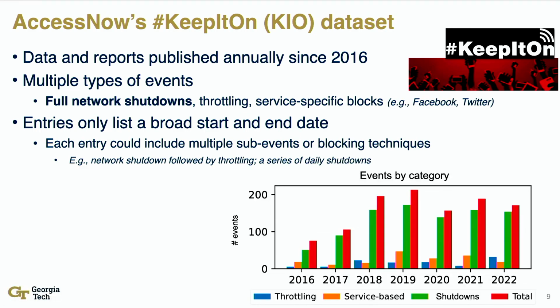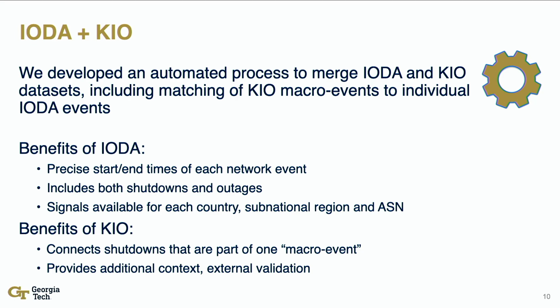So our analysis in this paper focuses specifically on the national scale events and specifically on the full network shutdown category as well. So another one of the contributions of the work is that we developed an automated process for merging both the IOTA and the KEO datasets. This is particularly useful to us because both of these datasets have their own unique advantages. Specifically with IOTA, the fact that it uses network telemetry data in near real time provides us with rather precise start and end times of the event. It also includes information, like we can use it to record spontaneous outages, which if we want to understand the characteristics of shutdowns, the outages provide us with a baseline for comparison.